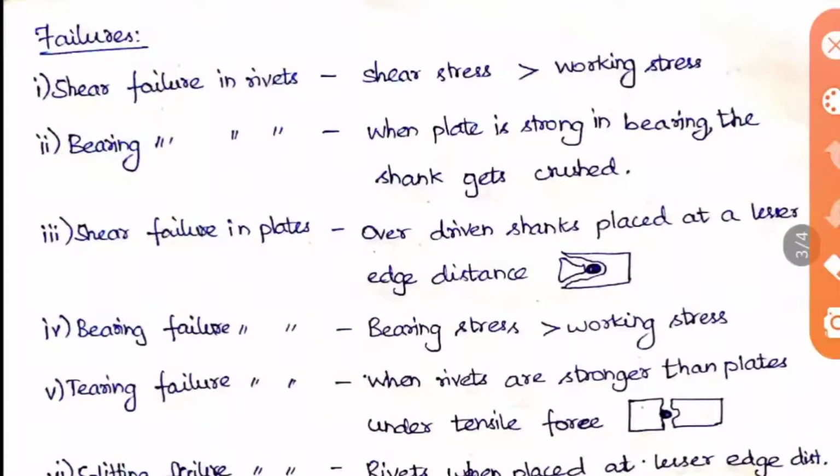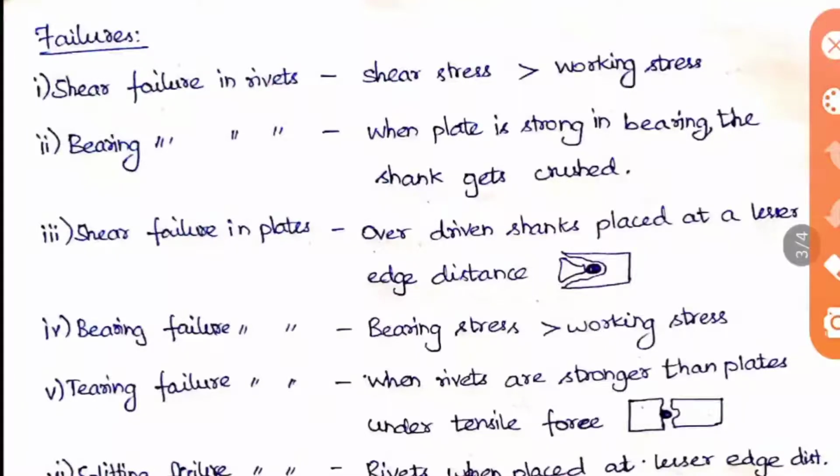Okay, so the long-driven shank means the shank having more length. At that time only this shear failure in the plate occurs. And then the fourth one is the bearing failure in the plates. This occurs when the bearing stress is greater than the working stress of the plate. And the fifth one is tearing failure in the plates.